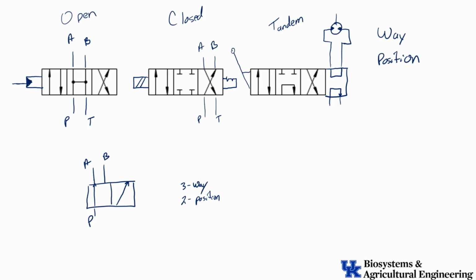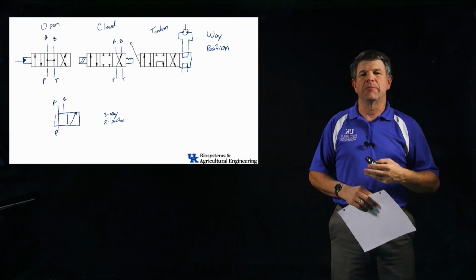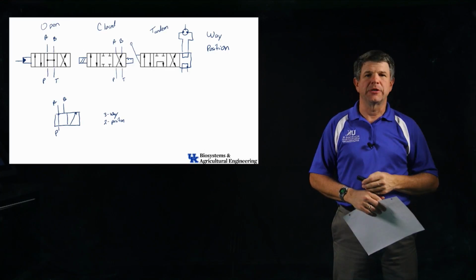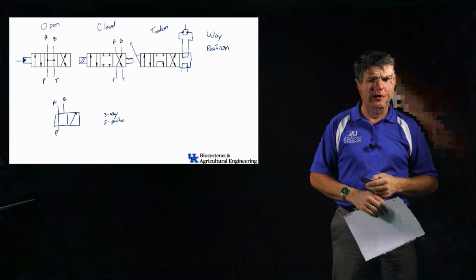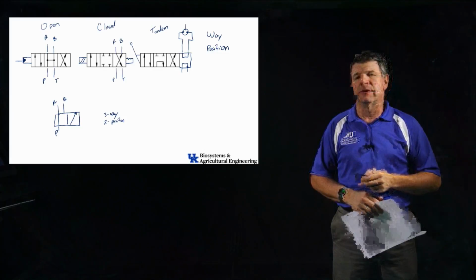So we will put these directional control valves together. We'll show how we can build some circuits at a simplistic level, fairly simple, to make cylinders track, for instance, or something like that.